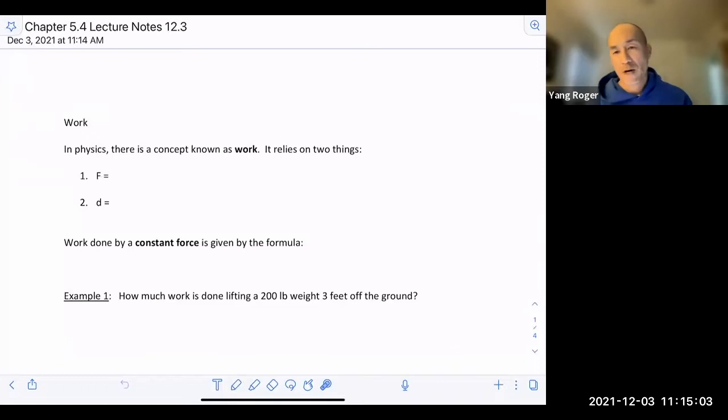Let's talk a little bit about work. So this idea of work comes from physics. And when you talk about work, there's really two components to it. The first component is something called force. And force is measured in different ways.